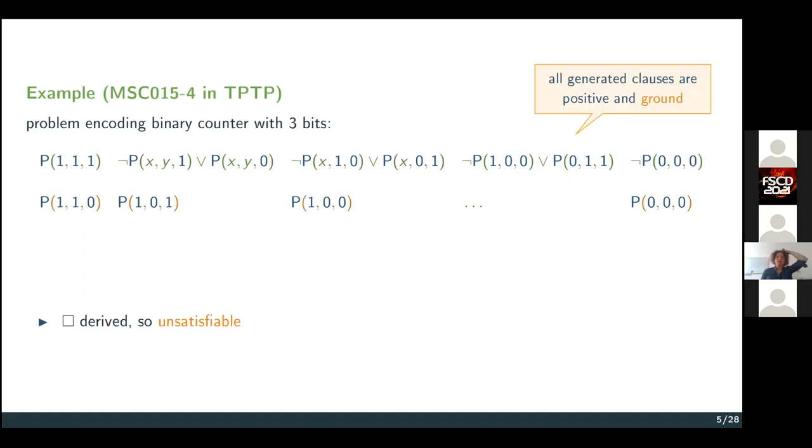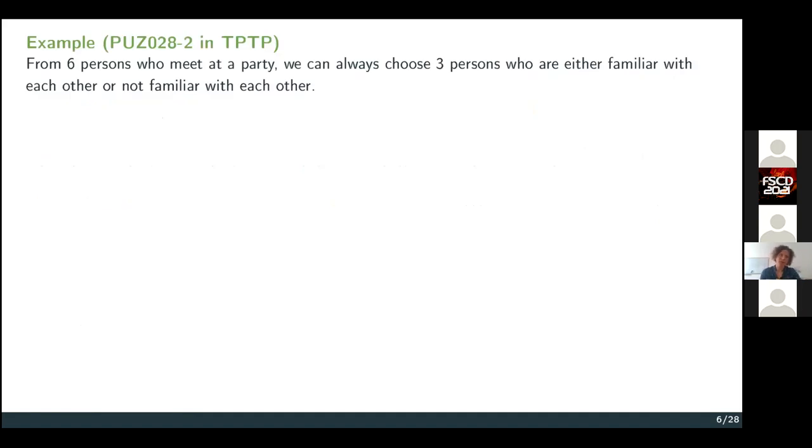Now note that all the clauses that we generated are not only positive, which as I said before is known by hyperresolution, but in this case, all the generated clauses are also ground. Okay, so you might say, this example is boring because hyperresolution does just the same as resolution. So let's look at a different example where hyperresolution is a bit more effective.